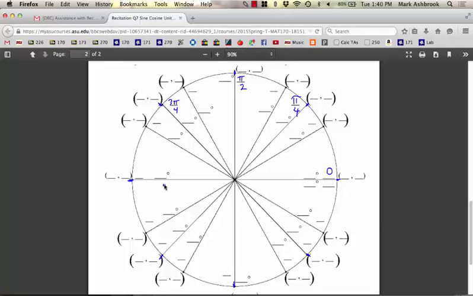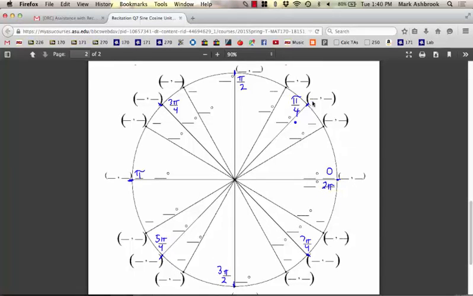What's 4 pi over 4? Pi. That agrees. We know that's half a circle. Okay? 5 pi over 4. 6 pi over 4 is the same as 7 pi over 4. 8 pi over 4 is the same as?